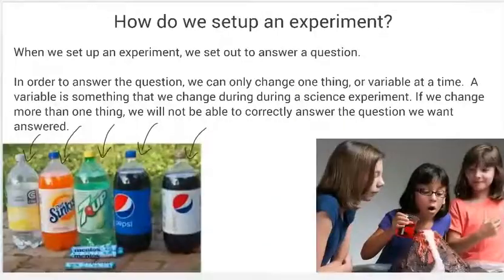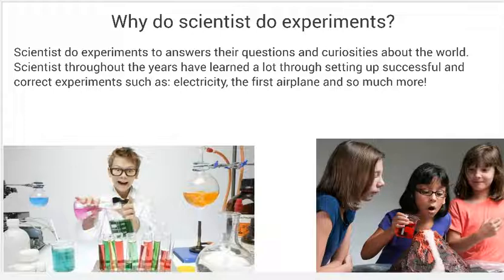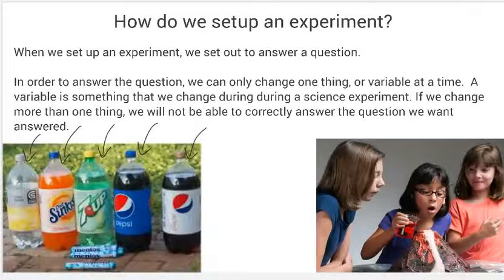So in summary, what is an experiment? An experiment is set up to answer a question or curiosity about the world. There is a correct way and an incorrect way to set up an experiment. When we set up an experiment the correct way, we only ever change one variable at a time. A variable is something that we change during an experiment. If we change more than one thing, or more than one variable, then we're not going to get the answer to the question that we originally asked.